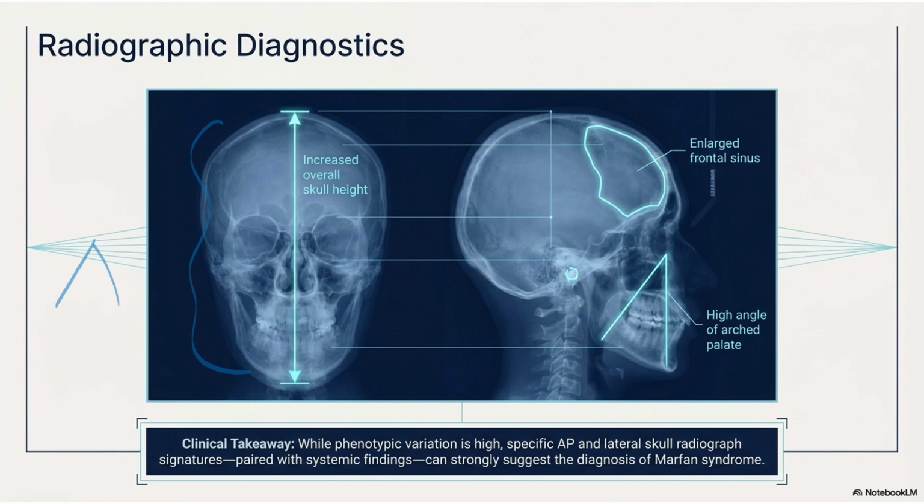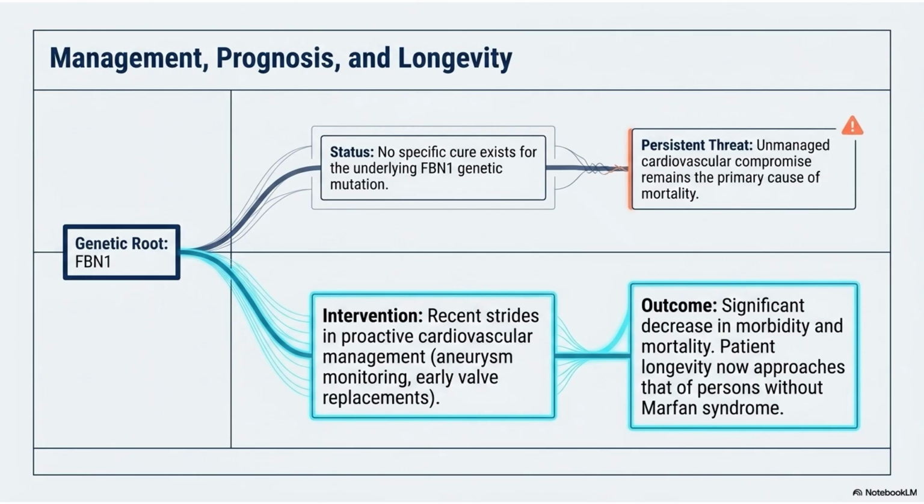Finally, let's discuss treatment and prognosis. There is no specific treatment that can correct the underlying disorder. Management focuses on monitoring and treating complications, especially those involving the cardiovascular system. Fortunately, advances in cardiovascular care have significantly reduced morbidity and mortality. Today, many patients with Marfan syndrome can achieve a lifespan approaching that of individuals without the disease. However, cardiovascular complications remain the most common cause of death.